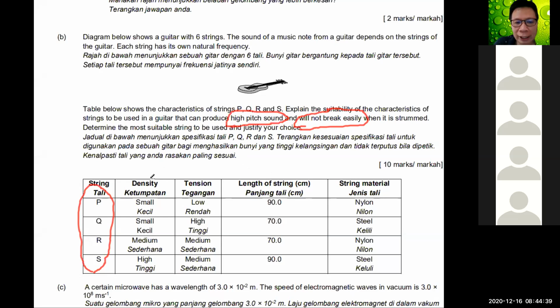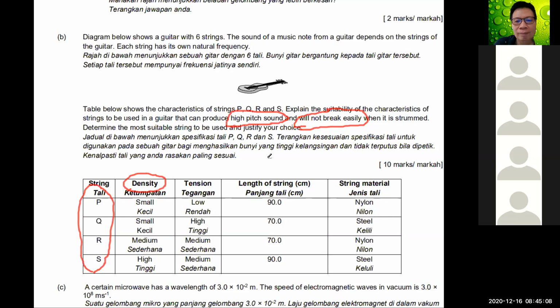Okay. Density, we start with density. How do you think the density of the string? It should be small density or high density, right? Nobody chose medium one. Either you choose small density or you choose high density. Okay. What is your opinion? The string or the guitar, the density should be high or should be low?